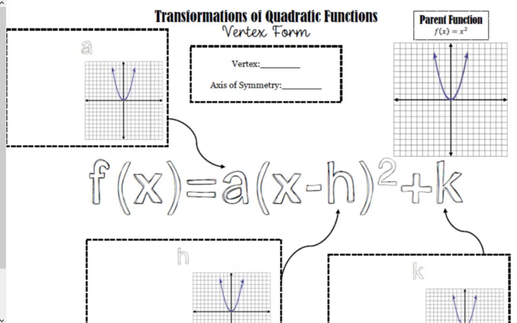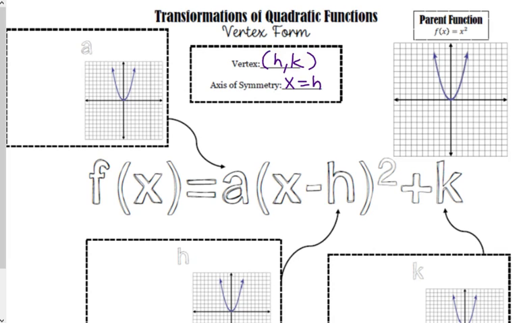Hey guys, so today we're going to be talking about vertex form for quadratic functions. Now at the top we have transformations. All that means is we are going to be writing a quadratic function that is not the parent function, and we're using vertex form. So if you remember from the last video of key features, our vertex is written in the form of (h, k), and our axis of symmetry is x equals h.